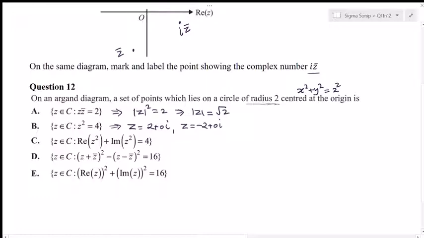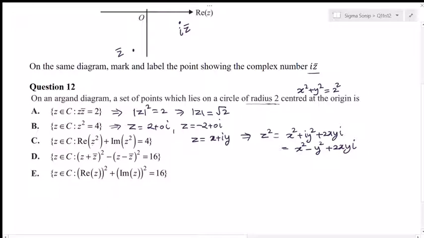Obviously you should feel that it wouldn't give you a circle. We can check that algebraically as well. So if our complex number z equals x plus iota y, then z square equals x square plus iota y square plus 2xy iota, and that gives you x square minus y square plus 2xy iota.